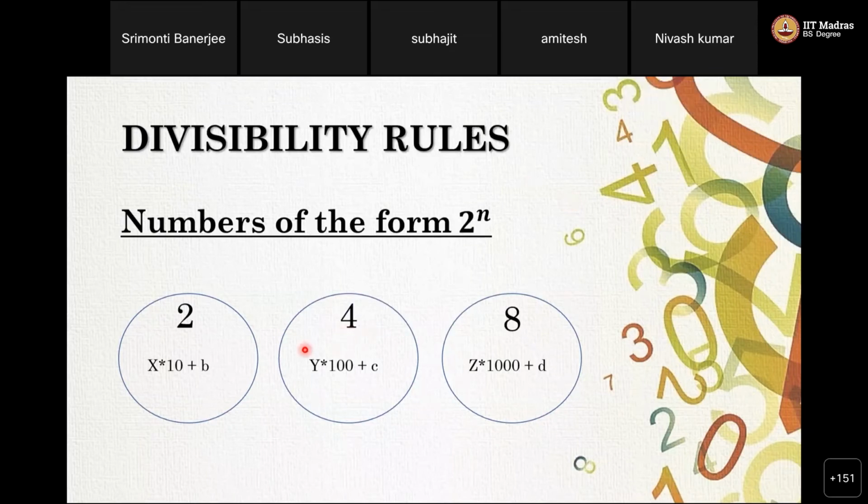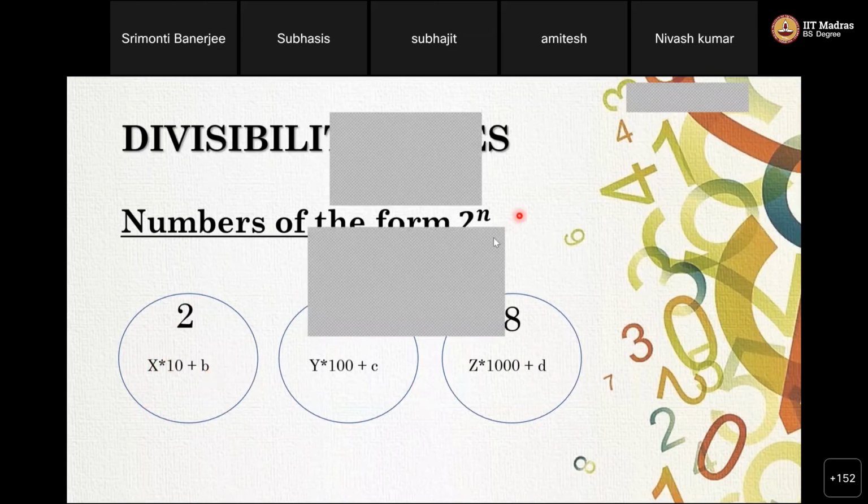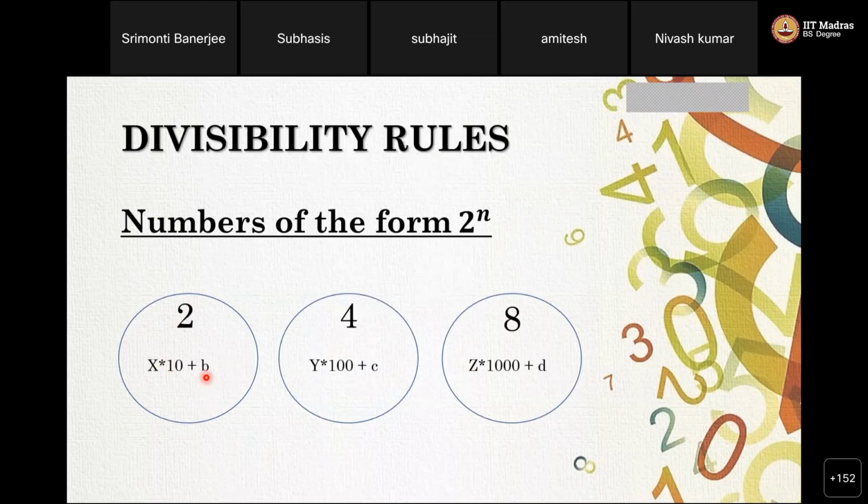Okay. So I'll just start from here once again. What we did for 2 is we would check if the last digit is divisible by 2, right? Because we can express any number as x into 10 plus b, and 10 is already divisible by 2. So if the number altogether has to be divisible by 2, we just need to check if the last digit is divisible by 2. Similarly for 4, since 4 divides 100, we just need to check the last 2 digits, which is denoted by c over here, and we can continue this for the rest of the numbers which are of the form 2 power n.